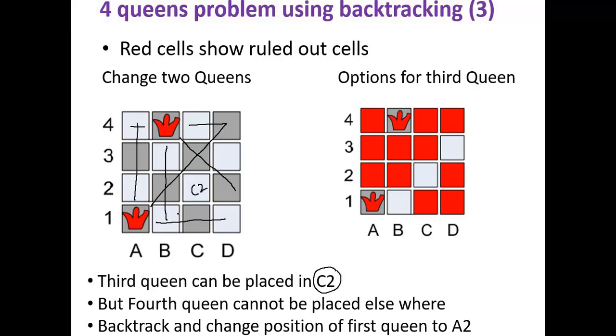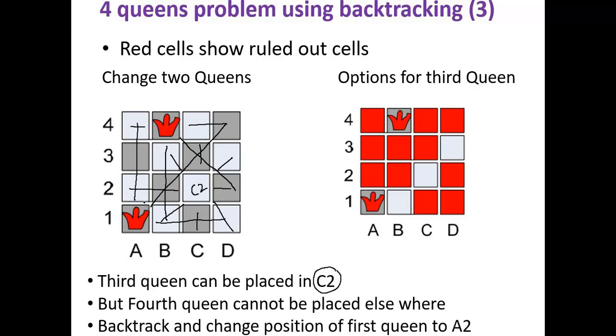If I place the third queen here, you just see this is the way it will move. This way it will move. This way. This way. If I place the third queen here, I cannot place the fourth queen anywhere in the fourth column. So this is also not the correct solution. So I have to keep on going back.